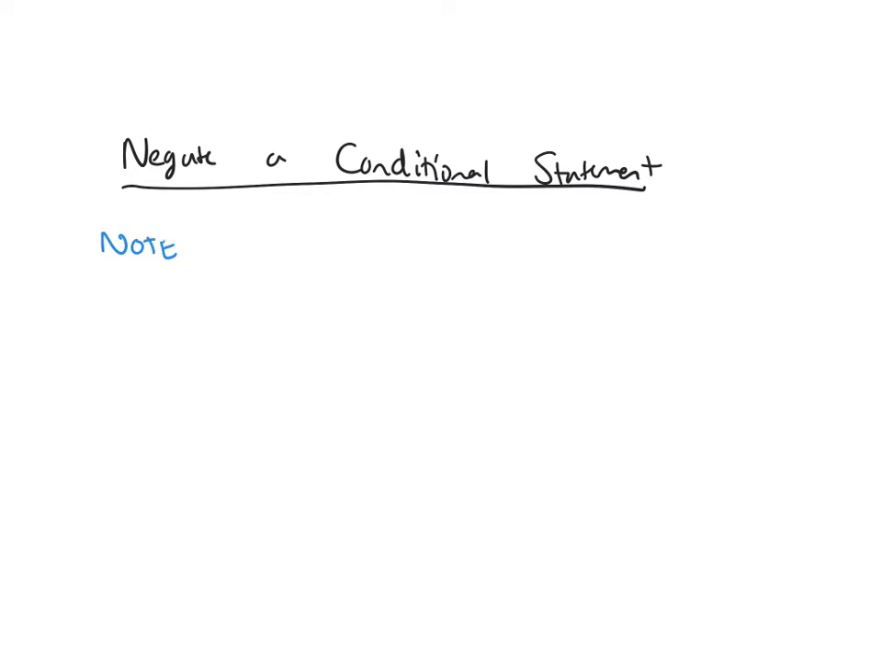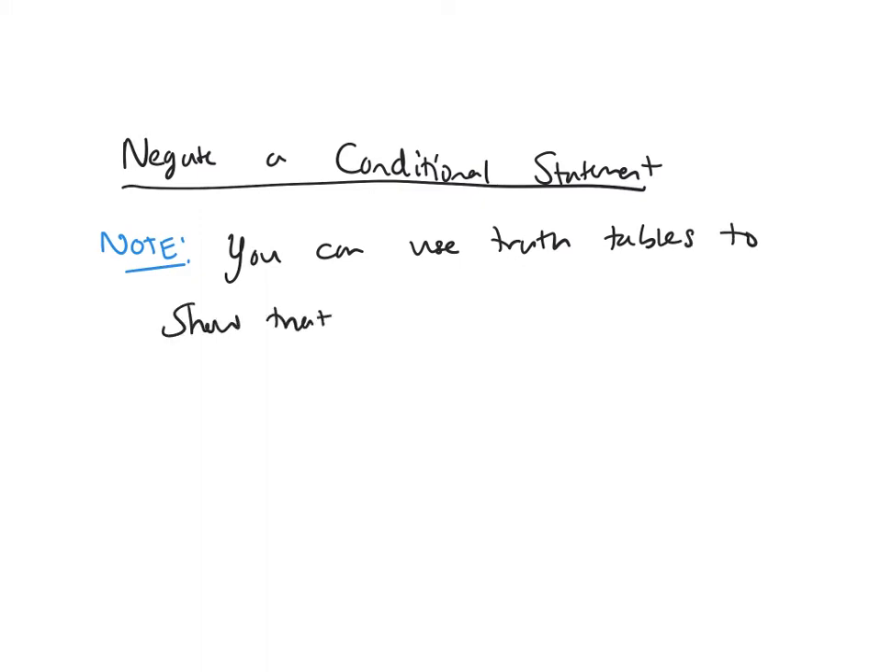So note, you can use truth tables to show that the conditional statement, if P then Q, is logically equivalent to not P or Q. So we can now use this fact.